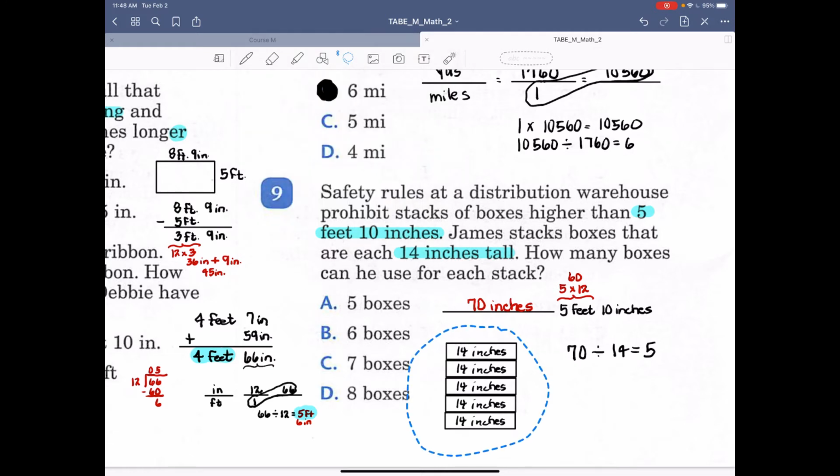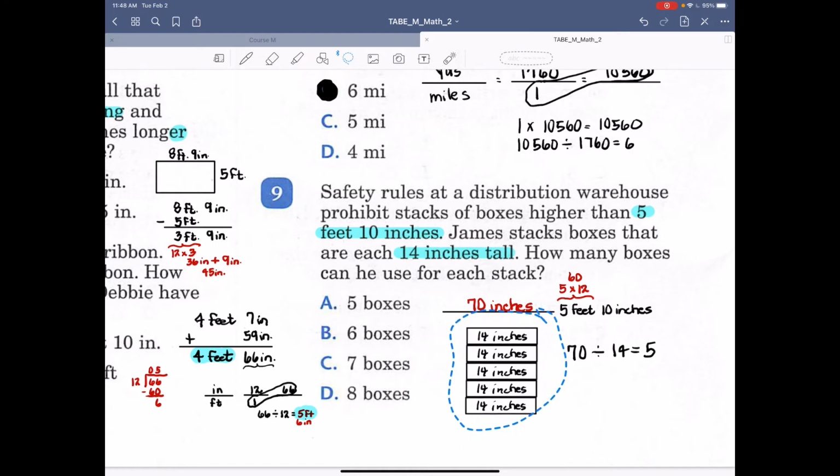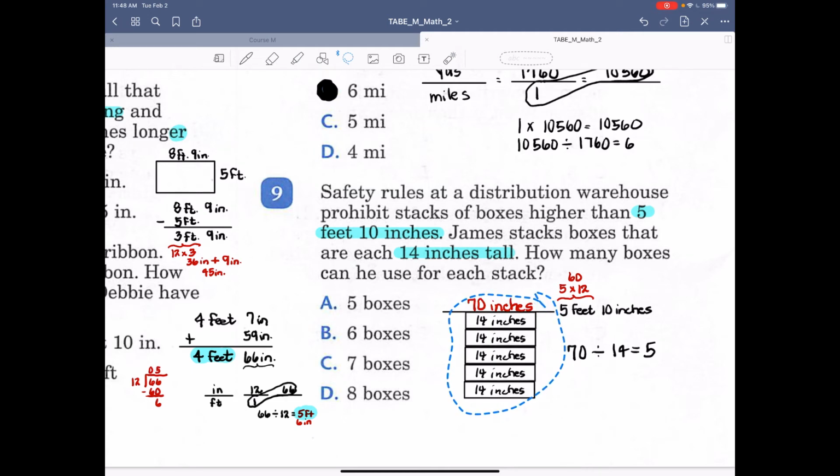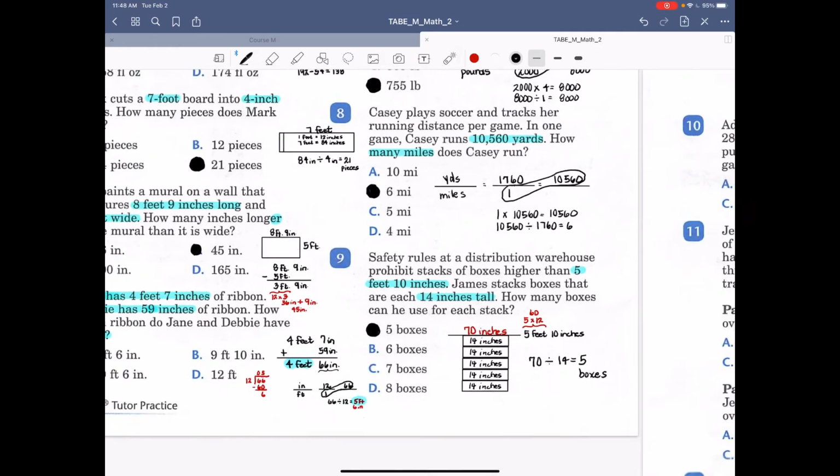Draw it, guys. That will help you visualize what you're doing. So in order to reach that 70 inches, he can get 5 boxes in there. Just start drawing. If you're not sure how to solve a problem, if you're not sure how to organize the problem, start drawing it, and that will help you get the idea of what you're doing. If you don't know if you're building up or breaking down, draw, and that will help. That's why you have scrap paper. Okay, number 9.